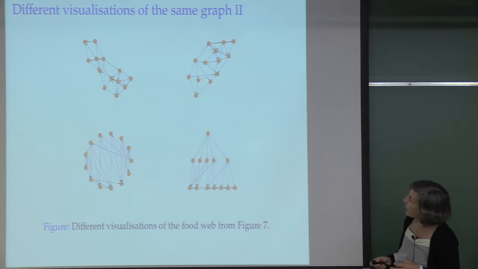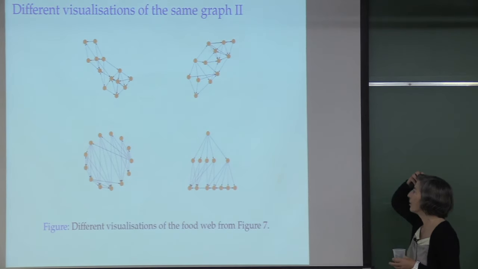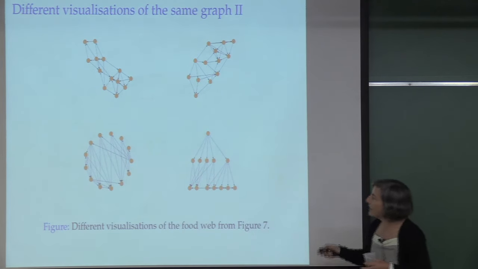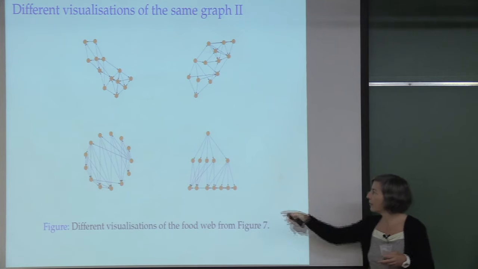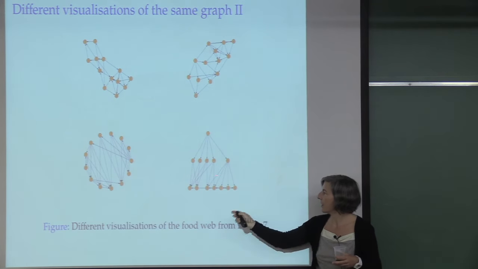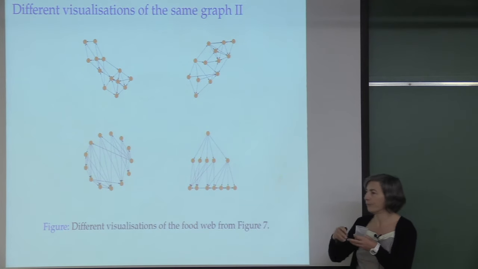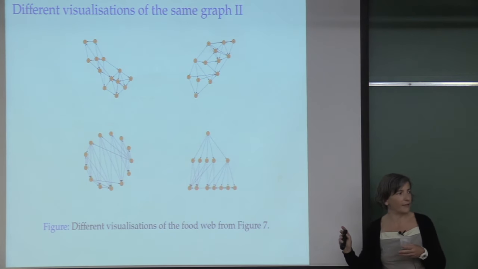This is another example. These are different visualizations for the food web, the trophic network, which is also called a food web, from the previous figure. So the one with the species eating each other. You can see that none of it resembles the way I showed it the first time. Here you have this idea of levels, but it's less clear in the way it's organized, and in the other representations you see very different things, but again this is the same data set.